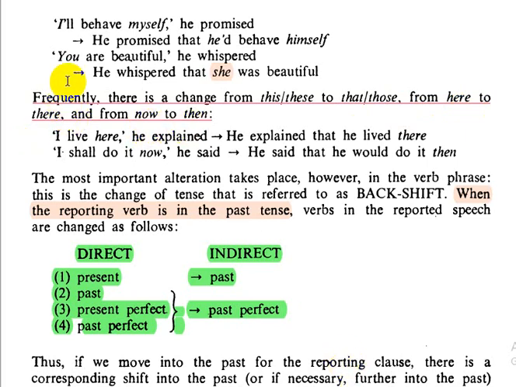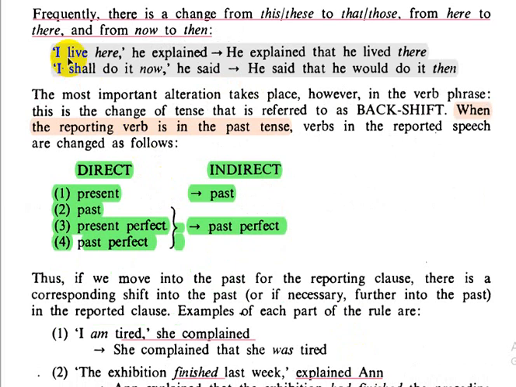In this respect, let's see another example. You are beautiful, he whispered. So we write first at the beginning the reporting verb: he whispered that she was beautiful. You into she, because we assume that you are beautiful is meant for a female. So that's why we write she instead of he. Are into was. Again, we have to make sure of the subject verb agreement. We cannot change are into were because the subject here is singular, she. That's why we should write was.